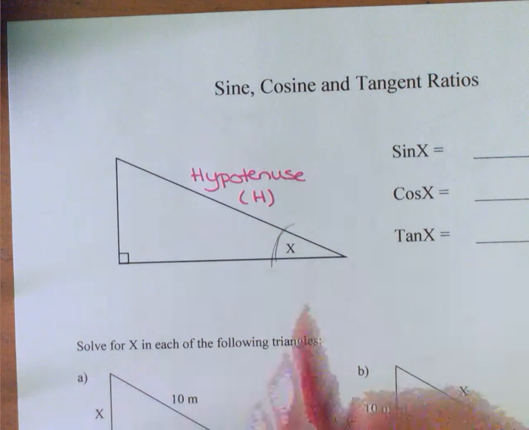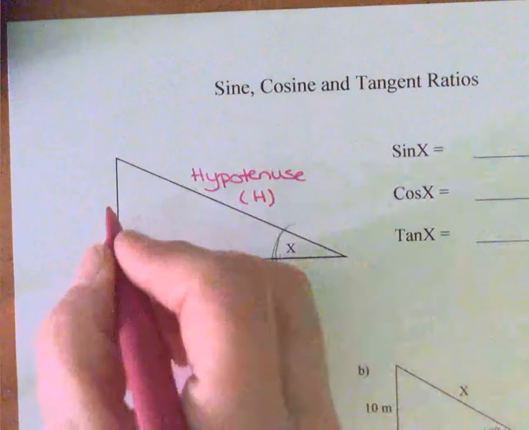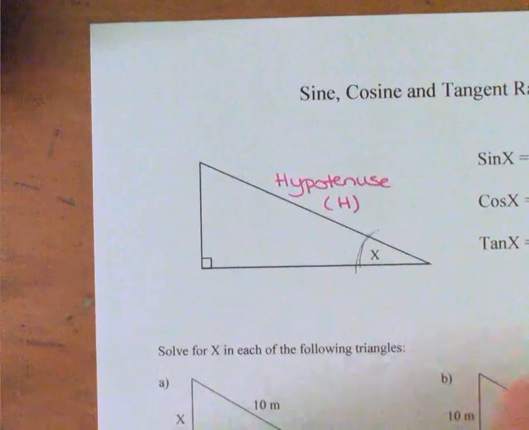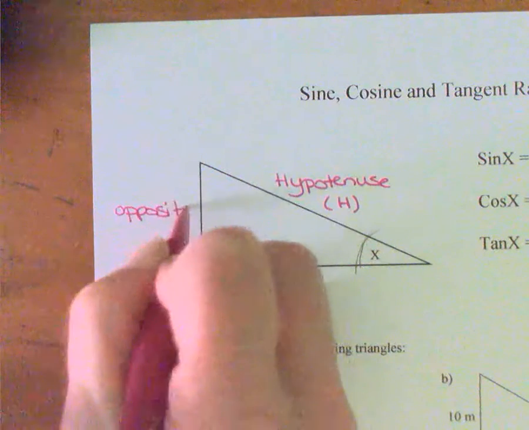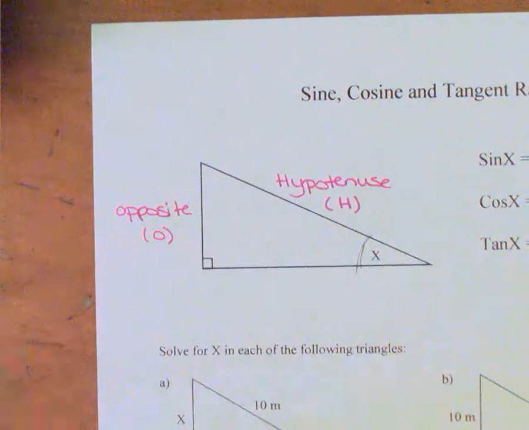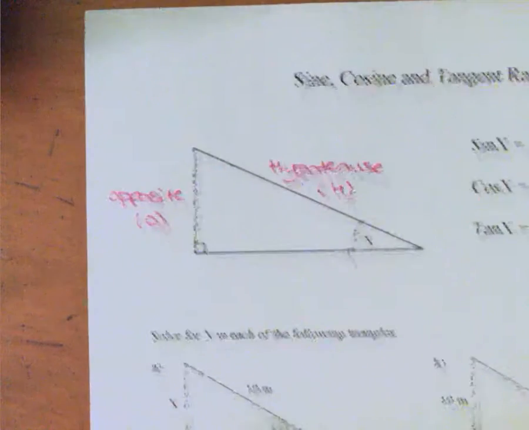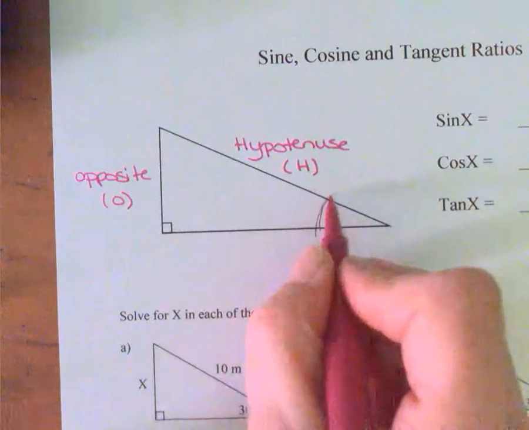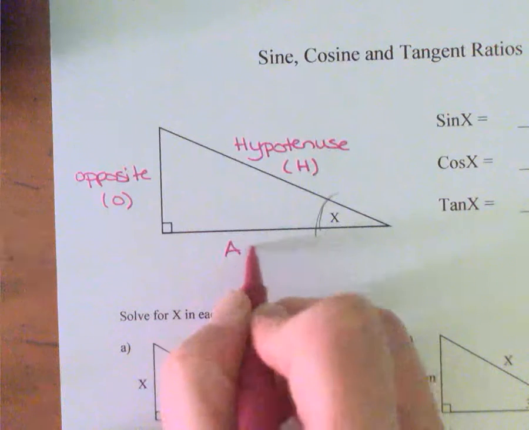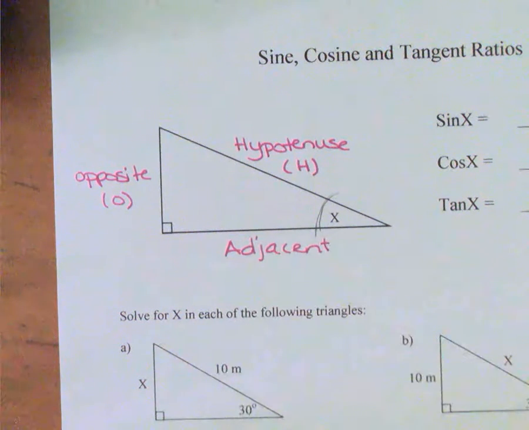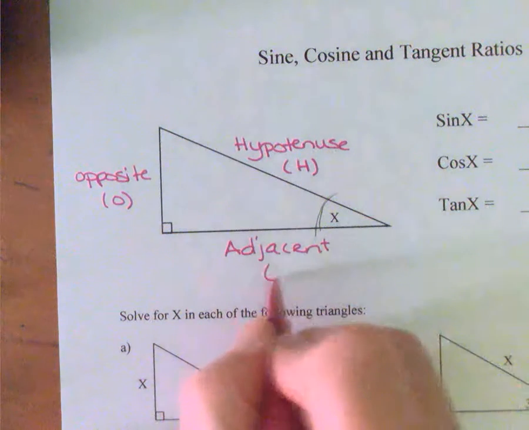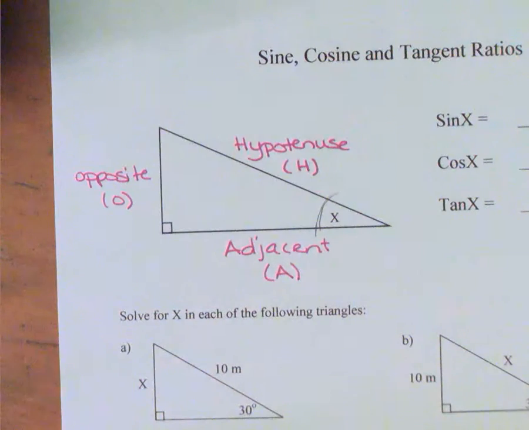Then we have this angle. The side furthest away from it is known as the opposite side. And we use the letter O. The side that touches it or is closest to it, that's not the hypotenuse, is the adjacent side. And we use the letter A.